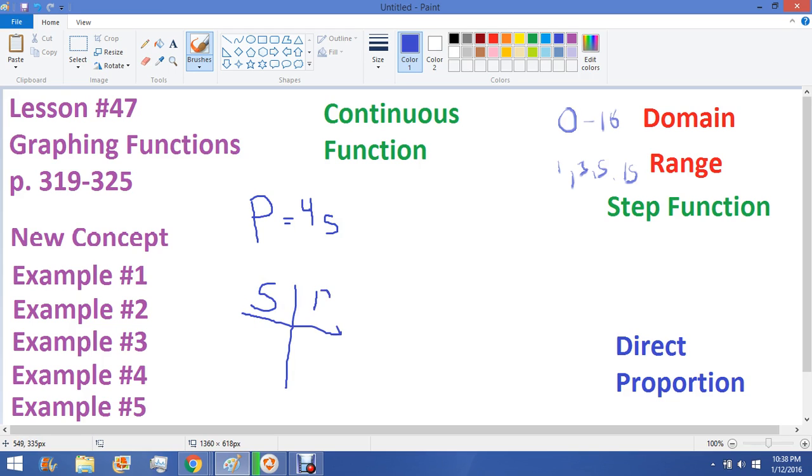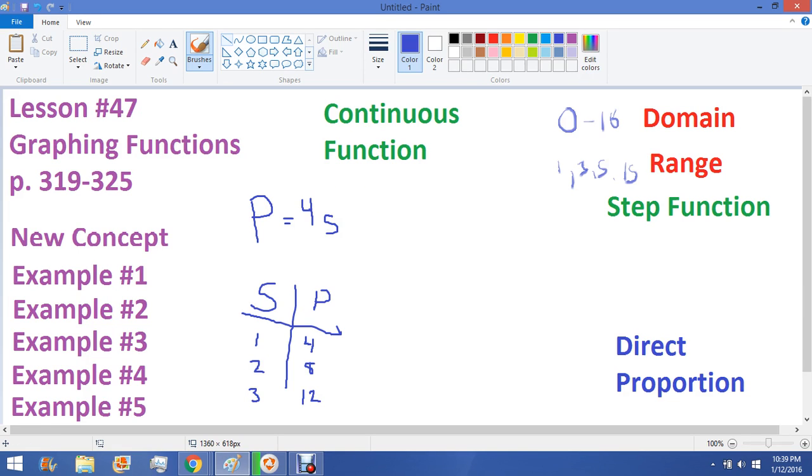So if I have a side of 1, I have a perimeter of 4. If I have a side of 2, I have a perimeter of 8. If I have a side of 3, I have a perimeter of 12. Okay? And then graphing the function.